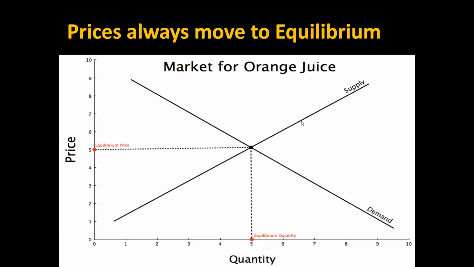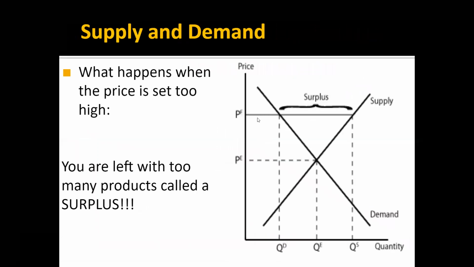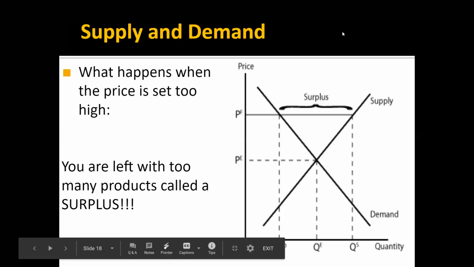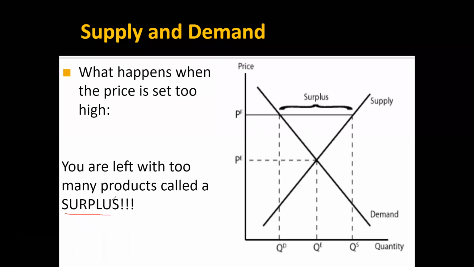Okay, so that's what brings us to our next thing: what happens when the price is set too high. When that price is set too high, you get what is known as a surplus. Okay, and you can see that surplus is right here, all this little area within this upside down triangle.